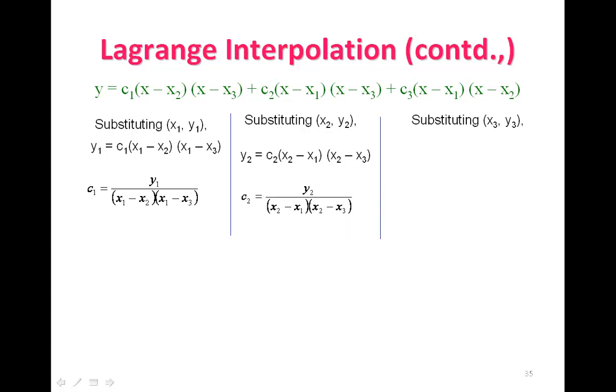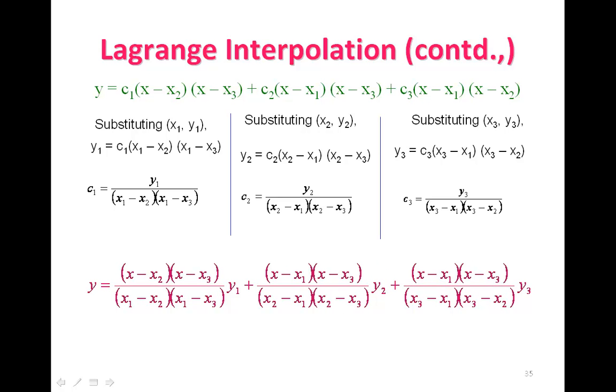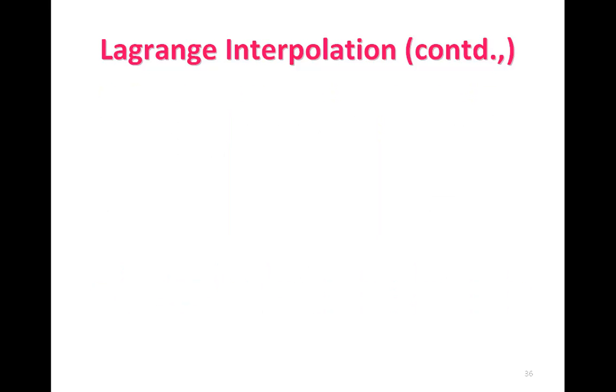And finally, by substituting x3, y3 in the equation y, y3 is equal to c3 into (x3 minus x1) into (x3 minus x2), as for coefficient c1, x3 minus x3 becomes 0, and for coefficient c2, again x3 minus x3 becomes 0. So c3 is equal to y3 by (x3 minus x1) into (x3 minus x2). Substituting these 3 coefficients, that is c1, c2, c3, we get the expression for y as a function of x. We have to substitute the 3 points, that is x1, y1, x2, y2 and x3, y3 in the final equation, so that for a given value of x, we can directly get the answer, that is y.